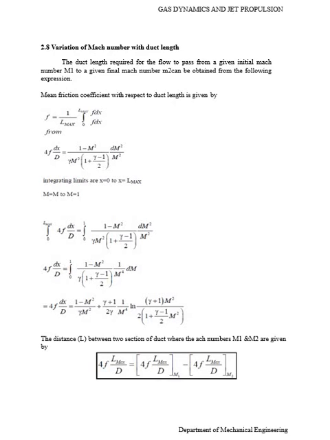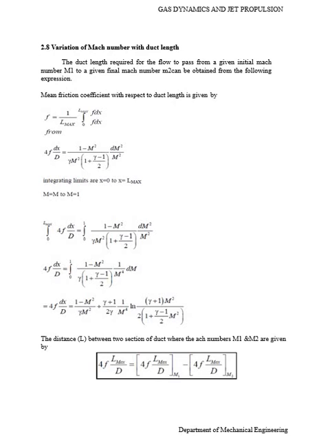Mean friction coefficient with respect to duct length is given by f equal to 1 by L max, integral from 0 to L max of f dx, where 4f dx divided by D equals (1 minus M square) divided by (gamma M square into (1 plus ((gamma minus 1) divided by 2) M square)) into dM square divided by M square.